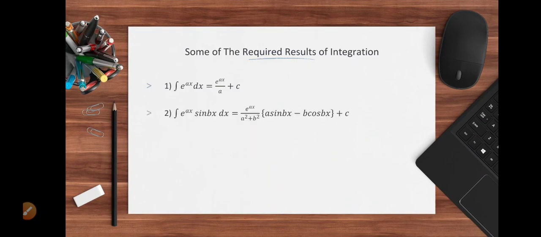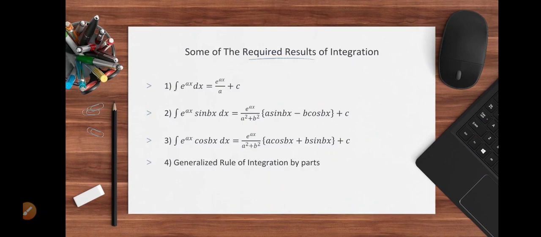Second result required, integration of e raised to ax into sin bx dx is equal to e raised to ax upon a square plus b square into bracket a sin bx minus b cos bx, plus c. The very similar result, integration of e raised to ax into cos bx dx, is e raised to ax upon a square plus b square into a cos bx plus b sin bx, plus constant of integration c. And the generalized rule of integration by parts.